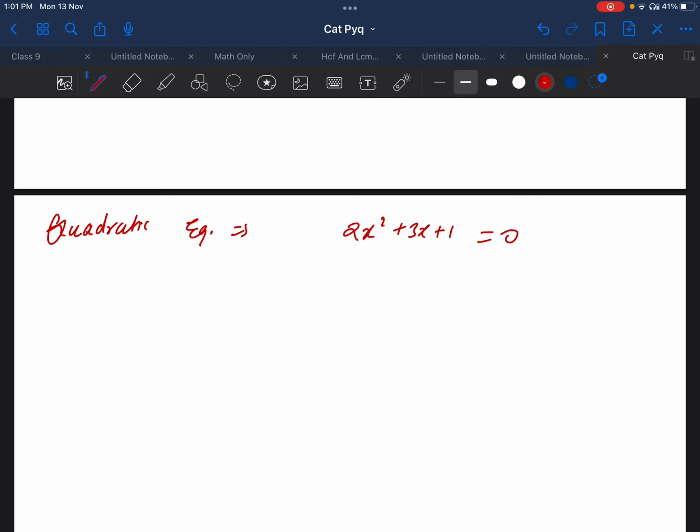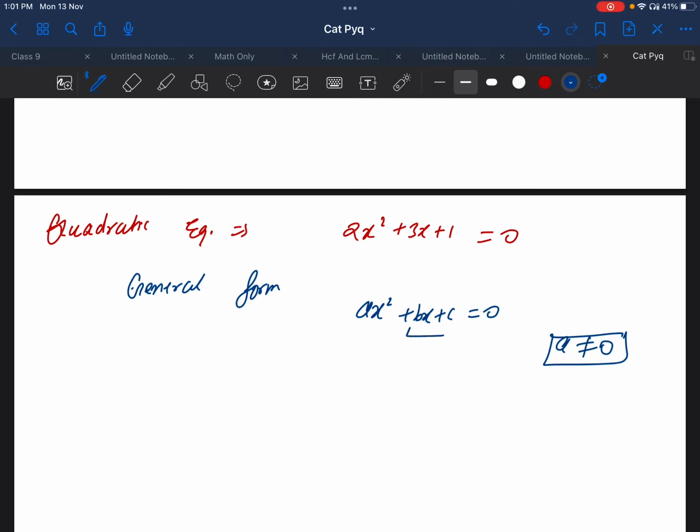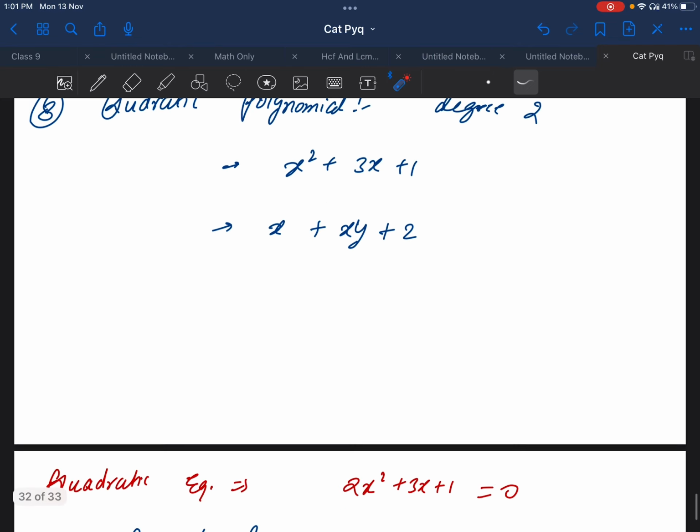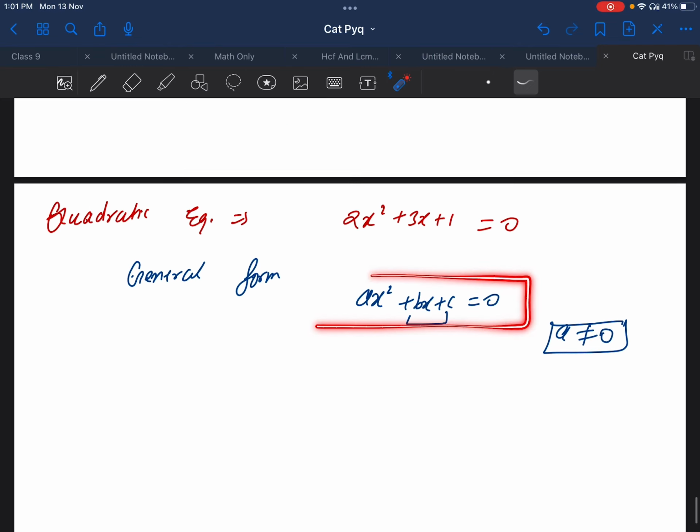So the general form of a quadratic equation is ax square plus bx plus c equal to 0, where a is not equal to 0. Because if a is 0, then it becomes bx plus c, which is not a quadratic equation. It has become linear. So this is the general form of a quadratic equation, and a is not equal to 0.